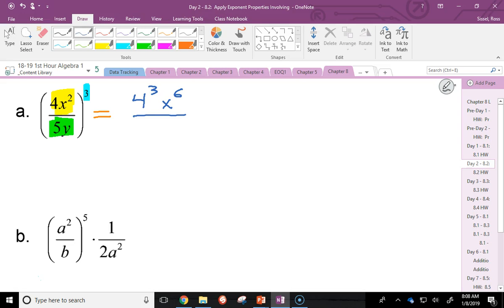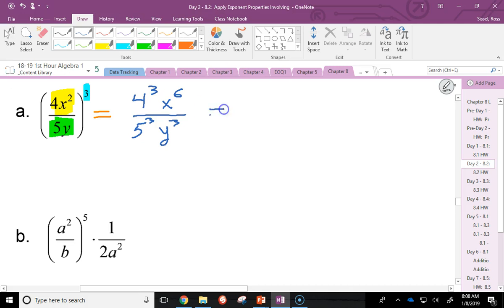What do we got? What would our denominator be? 5 to the third power and y to the third power. Okay. Now, here's the question and kind of the answer all together. Do I have to simplify this at all? No. I can leave it like this.